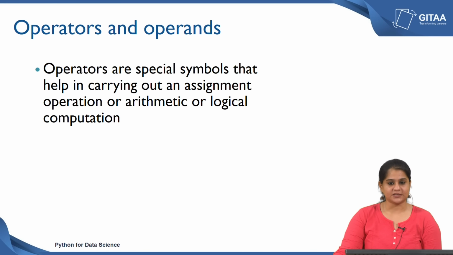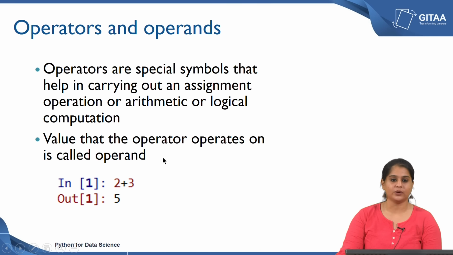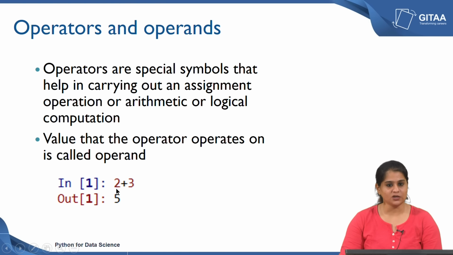An operator is a special symbol that will help you carry out an assignment operation or some kind of computation. The nature of the computation can be arithmetic or logical. Now, the value that the operator operates on is called an operand. Let us take a small example to illustrate this. In this case, the plus sign is an operator. This operator denotes addition. You see two numbers before and after the operator, so 2 and 3 in this case are called operands.